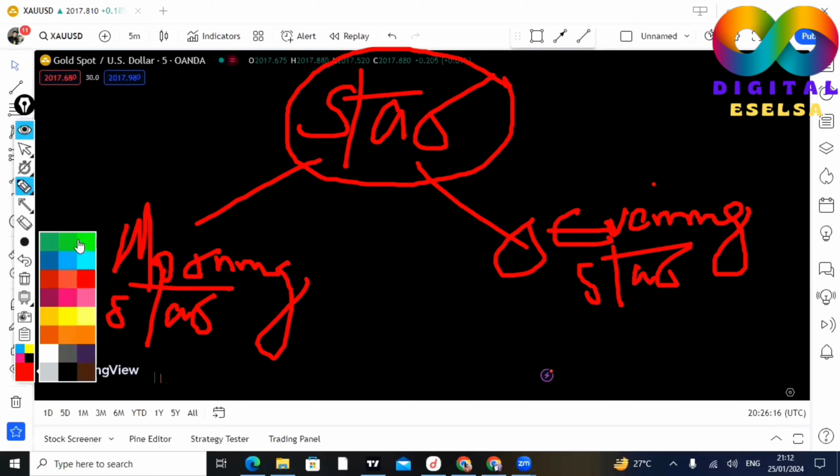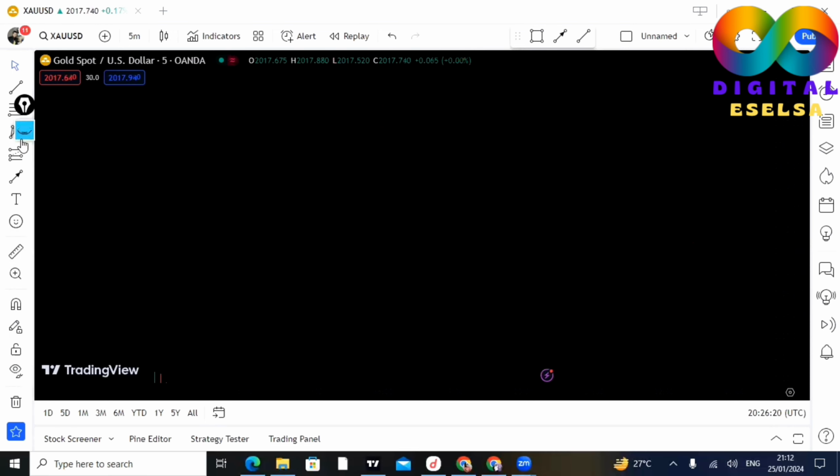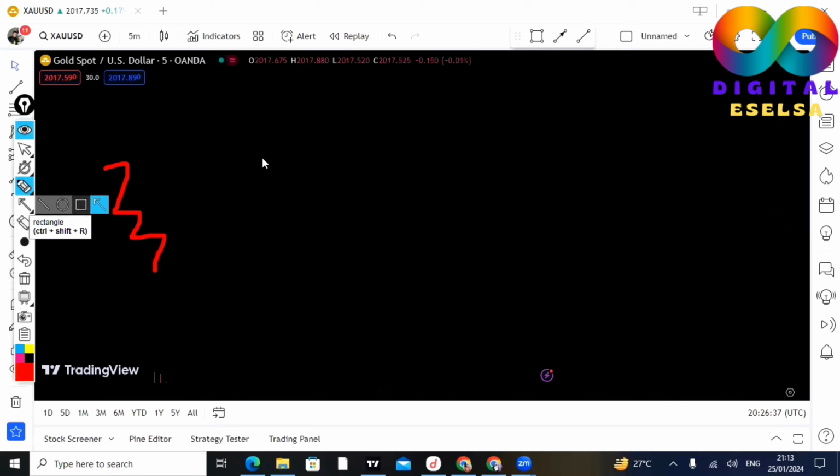So exactly that way. Now, Morningstar is for buying opportunity. You are looking for buying opportunity. And for you to look for buying opportunity, once you see the market is temporarily pulling back like this, then Morningstar is made up of, let me just give the illustration first before I start showing you. Morningstar is made up of 3 candlesticks.